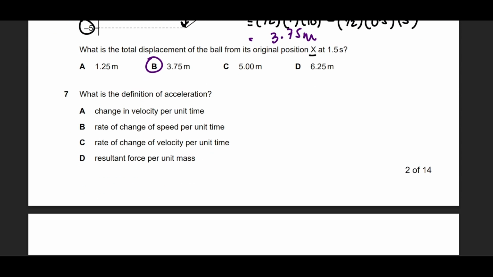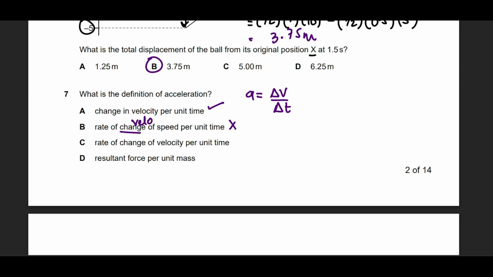Question number 7 suggests, what is the definition of acceleration? Now, acceleration is equal to rate of change of velocity. Now, it says change of velocity per unit time, right? This seems like a plausible answer. Let's keep that in mind. Rate of change of speed, no, it should be velocity, right? So this is an incorrect definition.